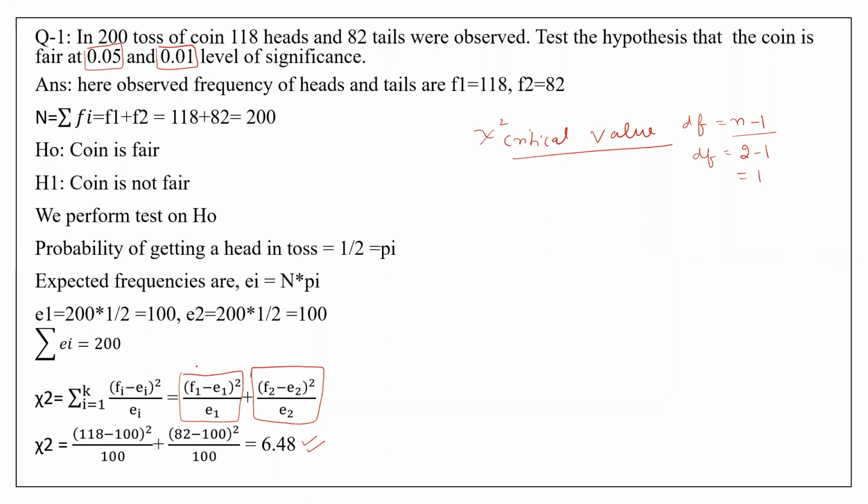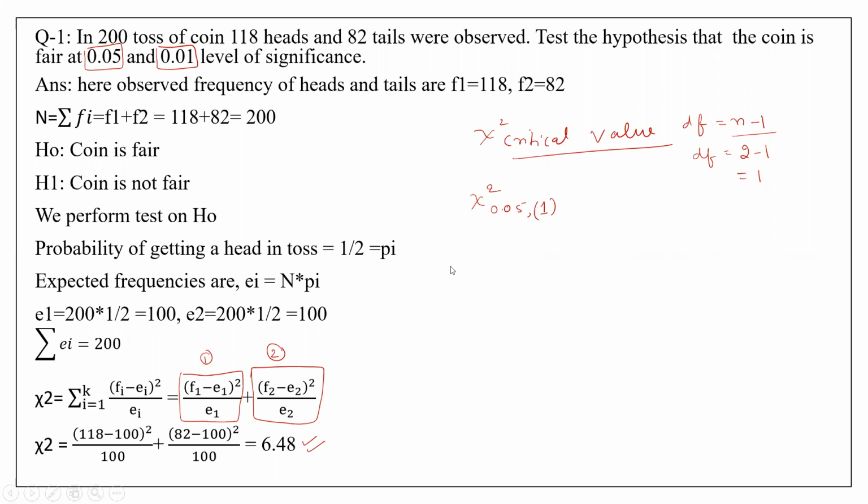Just check this, count how many pairs you have taken here. This is the first pair, this is the second pair. Just count that in general. So if you have two pairs, just put 2 minus 1 equal to 1. So 1 is the degree of freedom. So let us check the value of chi-square critical at 0.05 and 1 degree of freedom.